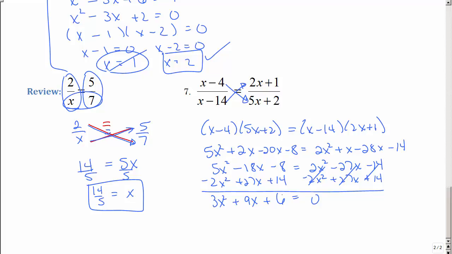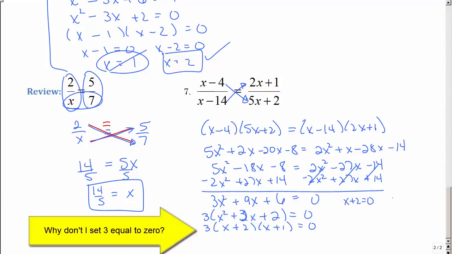Well, first of all, I see they're all divisible by 3, so I'm going to factor out a 3. Oops, 3 times 3 is 9. 3 times 2 is 6. And then keep factoring, so I have x plus 2 times x plus 1. If I set those both equal to 0, I would get x is equal to negative 2 and x is equal to negative 1.